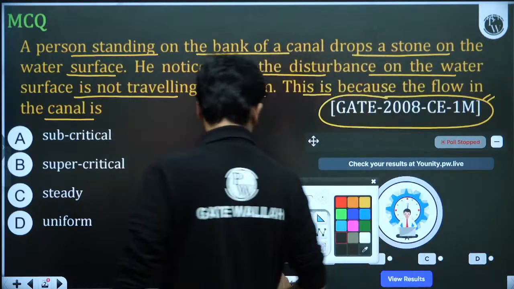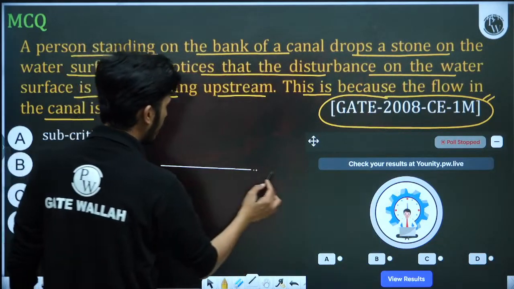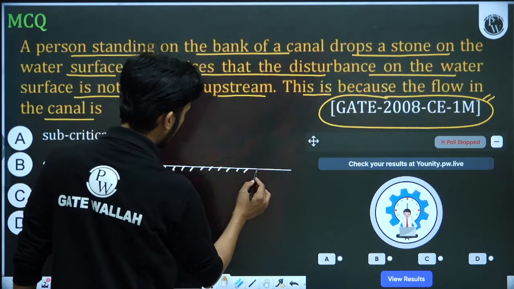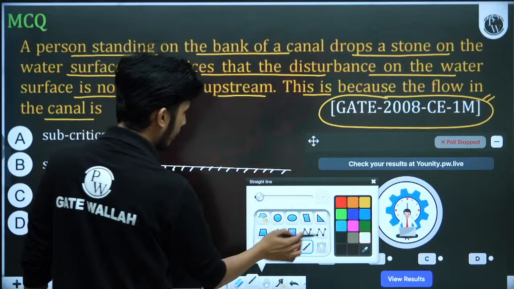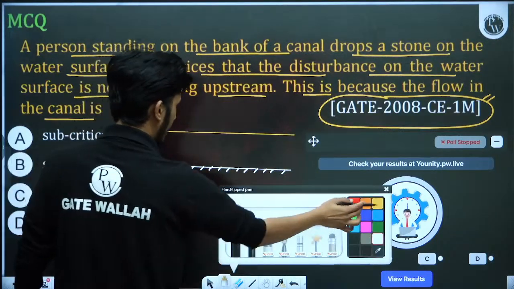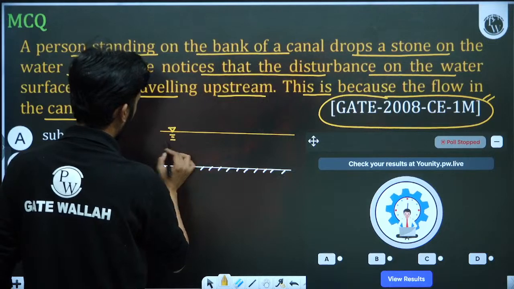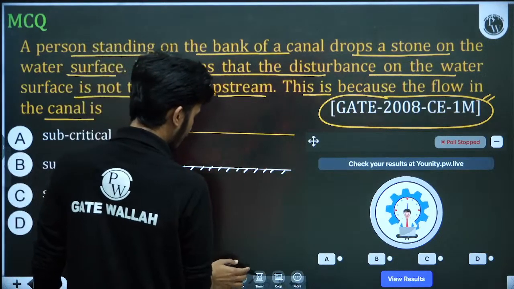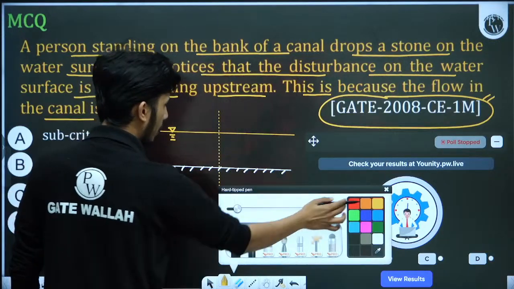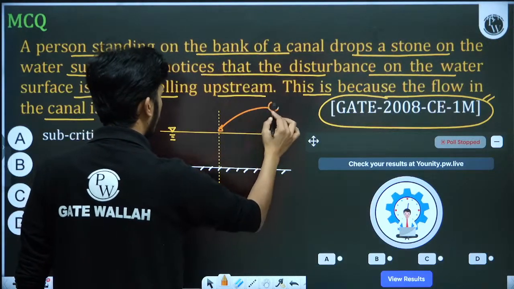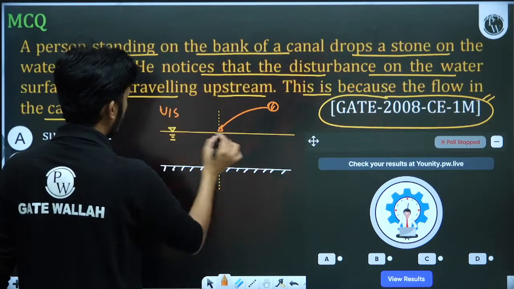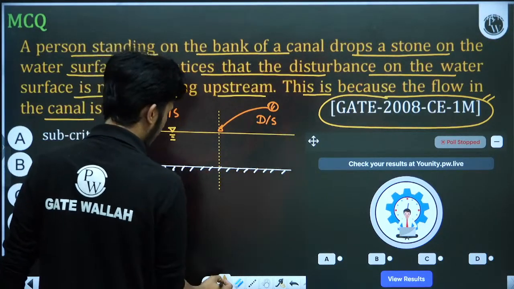Okay, so let's make the diagram first. This is your river bottom, and the flow is happening over it like this. This is the water level. So what happens at this section? Suppose at this section we are dropping a stone, or throwing a stone here. This is the upstream section. Upstream means opposite to flow. This is the downstream section, and the flow direction is this.